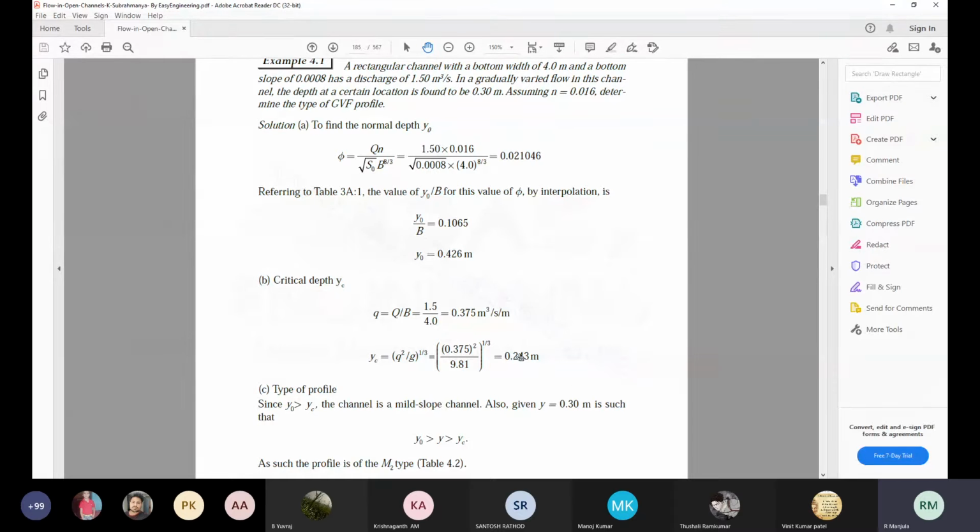Now what is the type of profile? What is y naught? Y naught is 0.426 meter, that is the normal depth. Critical depth is 0.243. When your normal depth is greater than critical depth, then what is the channel slope? It is a mild slope channel according to the condition. I think you have seen the conditions in the previous class in the table.